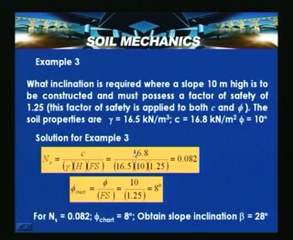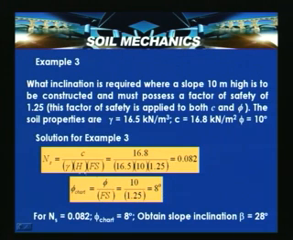So, the solution for example 3 works out like this. The stability number can be worked out similarly, C divided by gamma H into Fs, where 16.8 divided by 16.5 into 10 into 1.25, the factor of safety given as 1.25 for both cohesion and friction angle, which yields a stability number of 0.082. The friction angle after allowing for factor of safety is phi divided by 1.25, which is about 8 degrees.